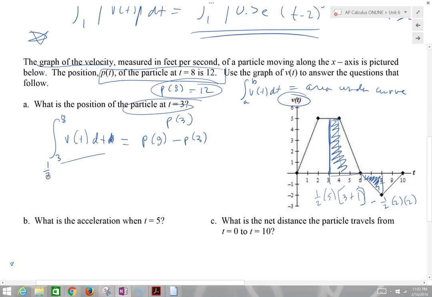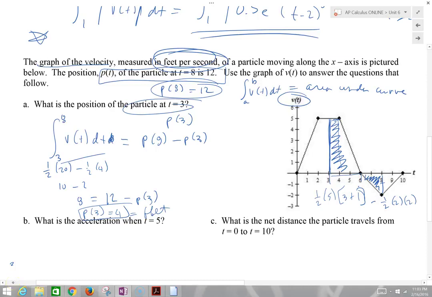So we have 1/2, 5 times 4, which is 20. We're going to subtract out 1/2 of 4, which is 10, minus 2, which is 8, and that is equal to p of 8, which is 12, minus p of 3, which is what we're looking for. Subtract 12, we get negative 4, so we end up with p of 3 is equal to 4. And since the velocity is measured in feet per second, the position then is going to be measured in feet.